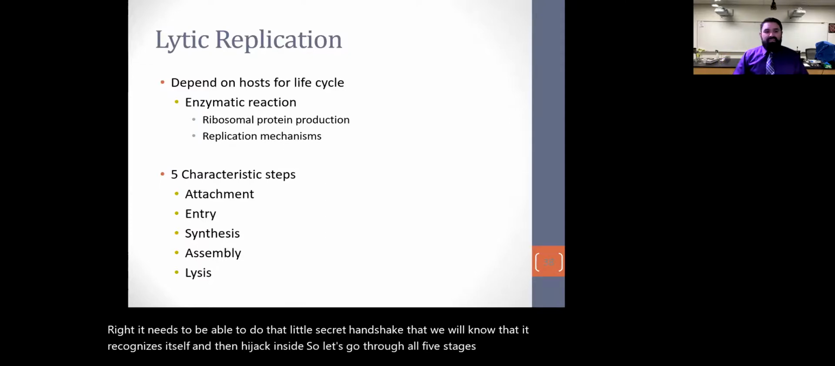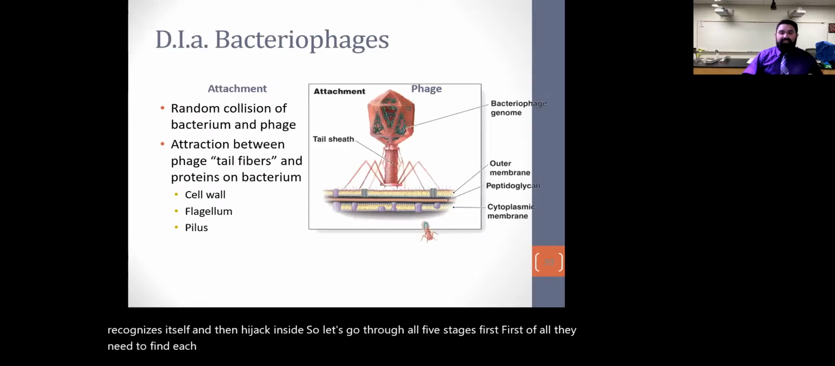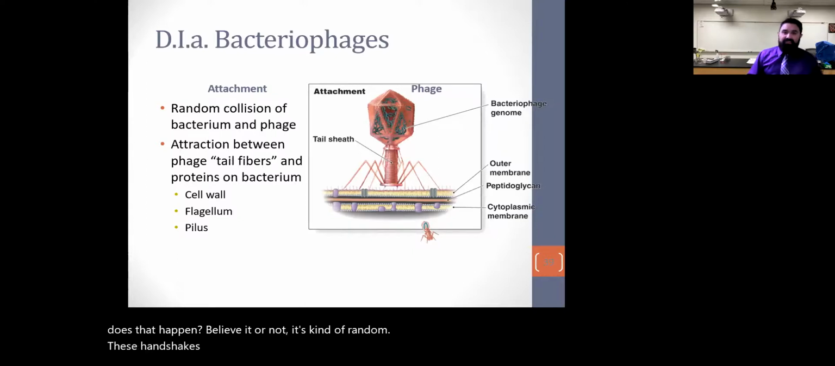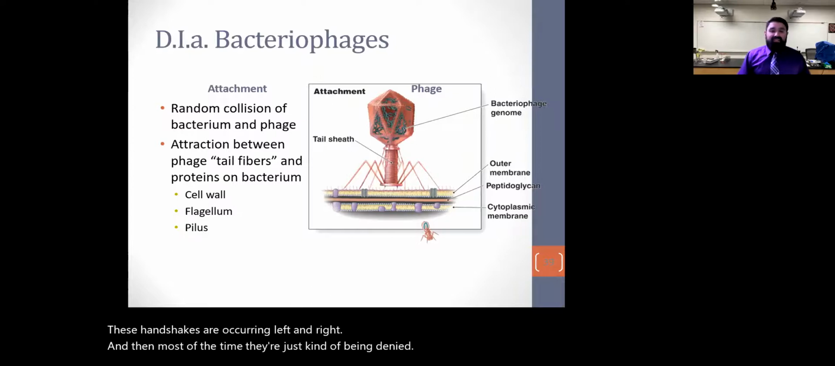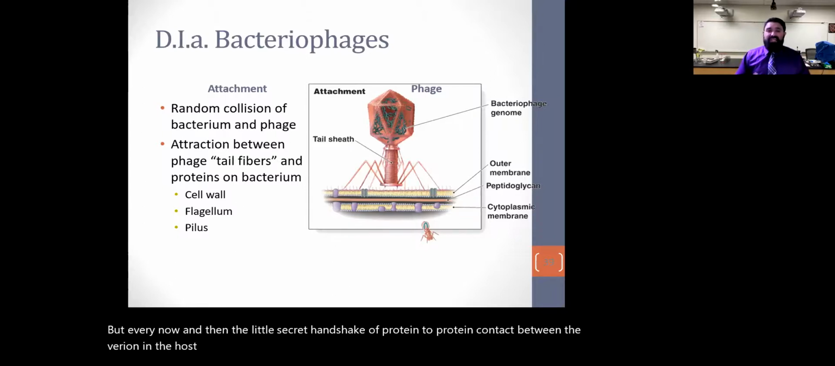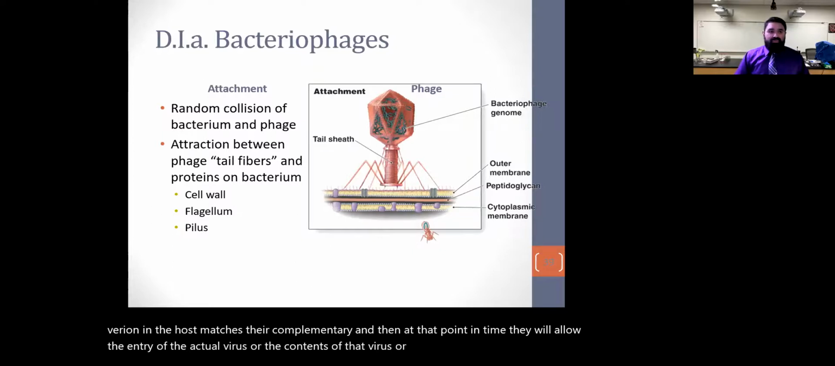First of all, they need to find each other, right? There needs to be that point of attachment. So how does that happen? Well, believe it or not, it's kind of random. These handshakes are occurring left and right, and most of the time they're just being denied. But every now and then, the little secret handshake of protein to protein contact between the virion and the host matches. They're complementary. And at that point in time, they will allow the entry of the actual virus, or the contents of that virus or virion, into the particular host.